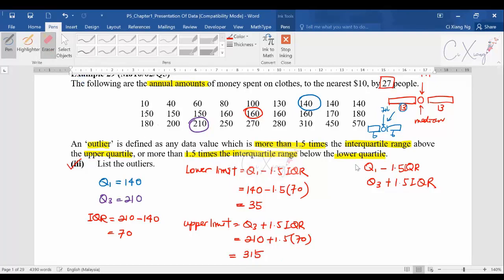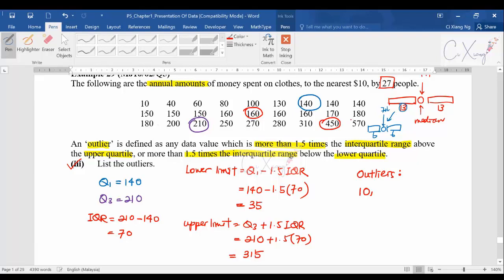Now you should know that any value less than 35 and any value more than 315 will be the outliers. They ask you to list out the outliers in this question, right? So you can list out all of them. What are the outliers here? 10 will be an outlier because 10 is below 35. 40 is not an outlier anymore, so all the numbers are safe here. Any number more than 315 will be an outlier.